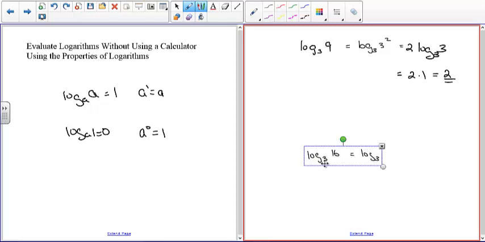Okay, here's another one, log base 3 of 16. So again, first, that doesn't seem too good, because 3 raised to some power does not equal 16. So what can we do? That's a good question.